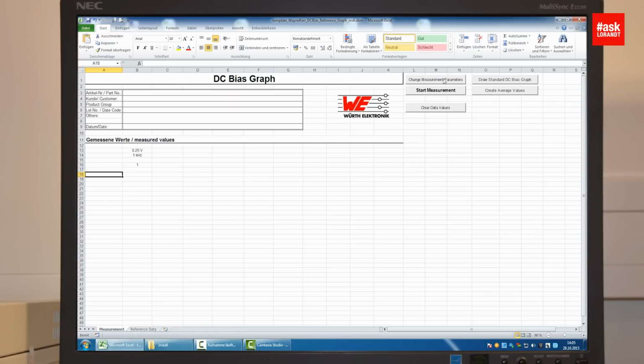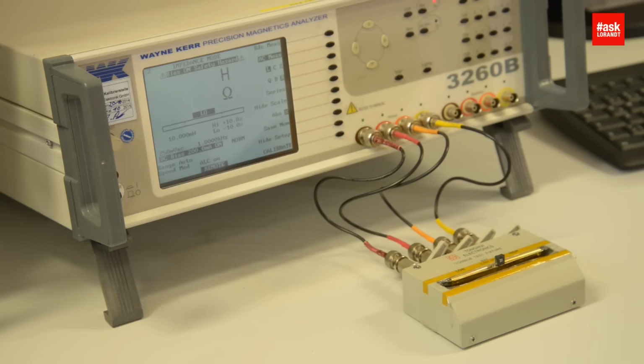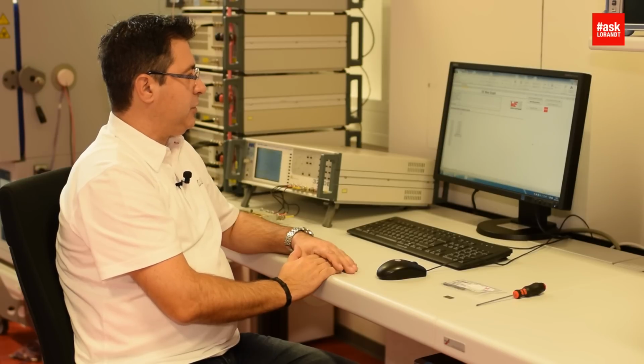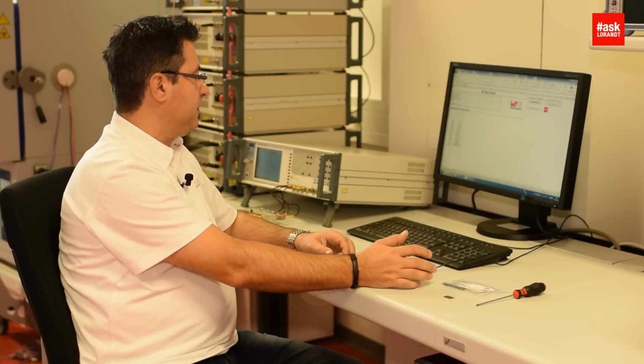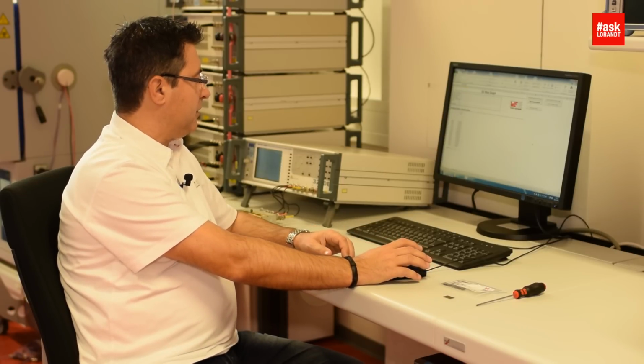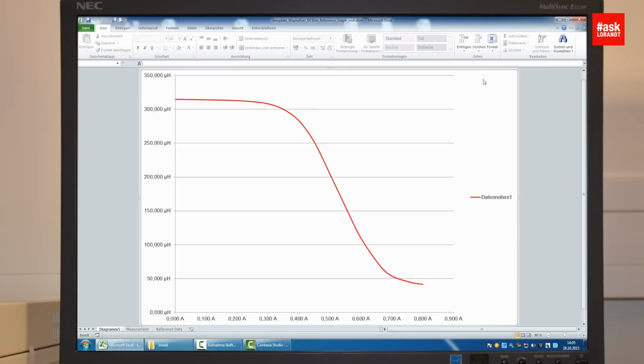As soon as I start the measurement, it starts to sweep the current, so inductance versus DC bias load, and it will make a step every half second. When it's finished, we can generate a graph of that measurement. Okay, finished. Now I will generate the DC bias load graph.